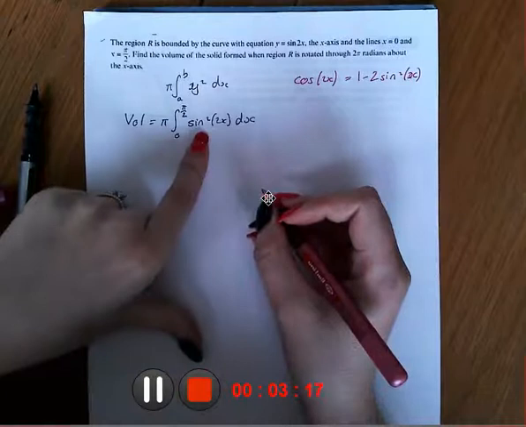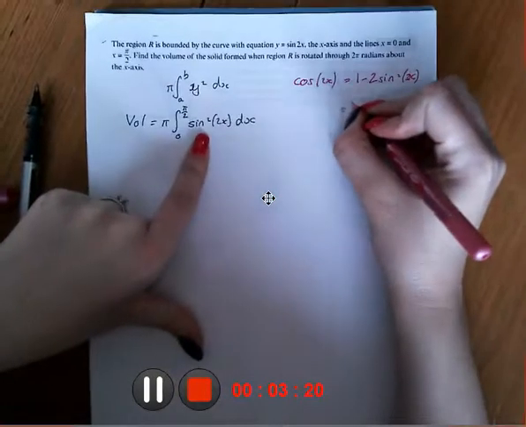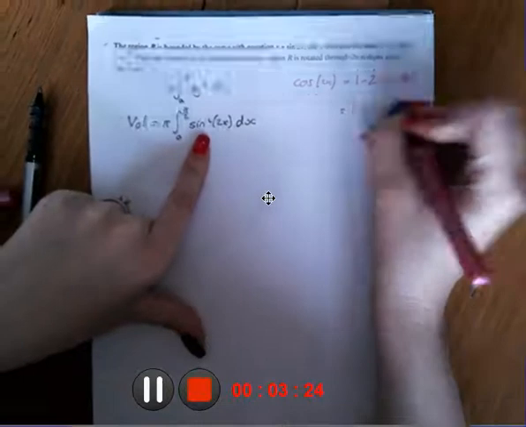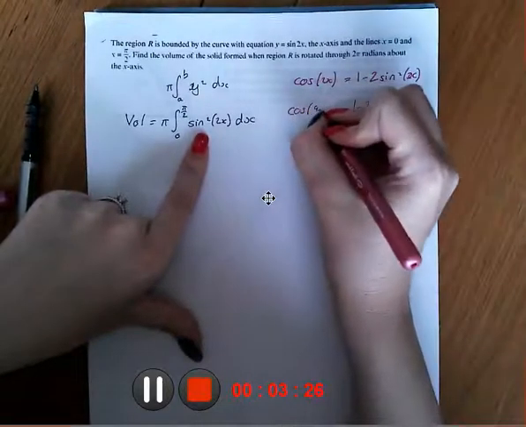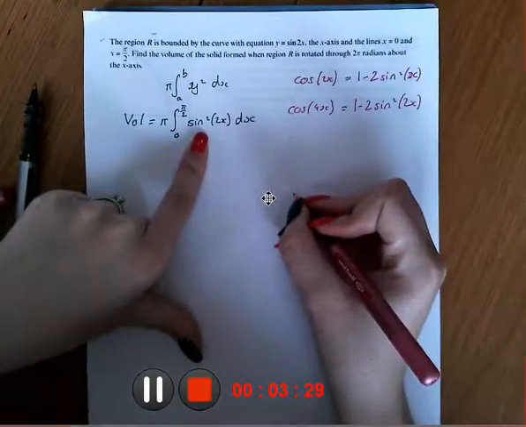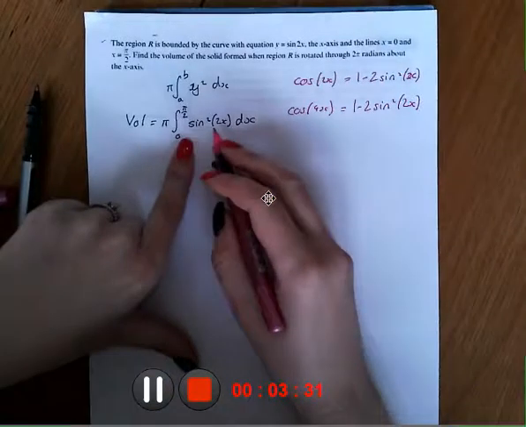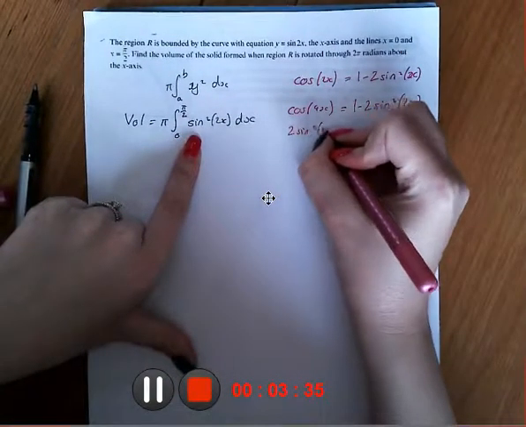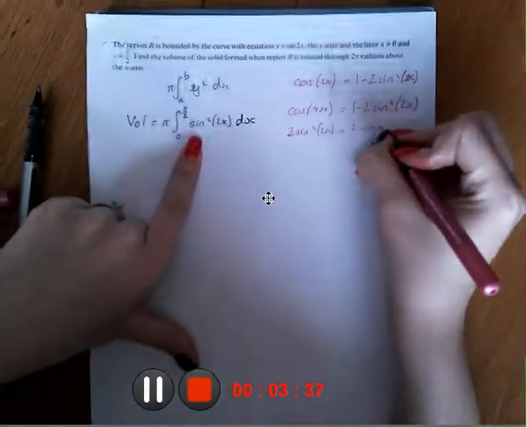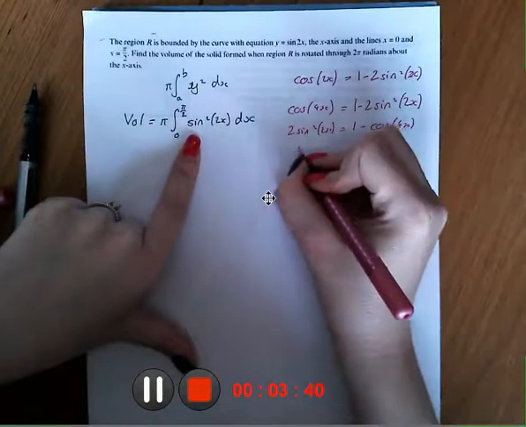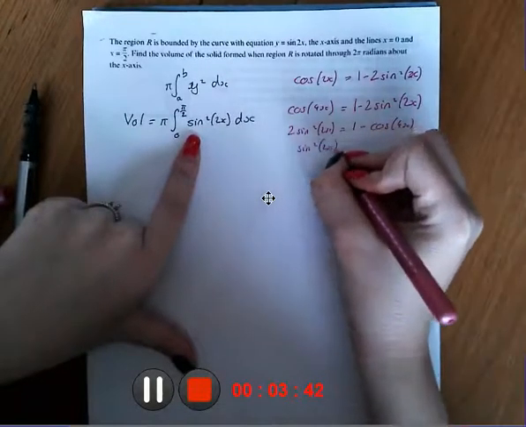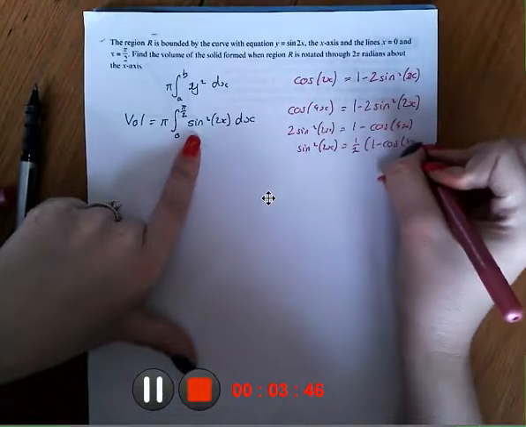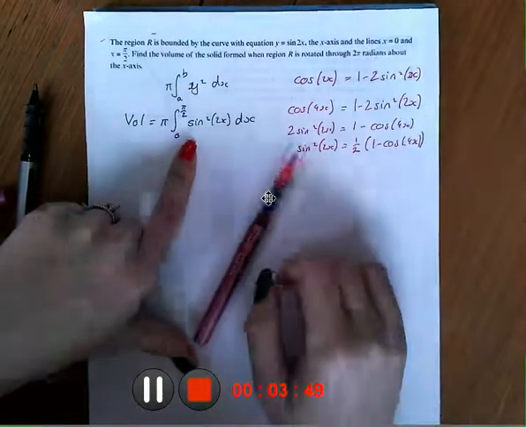So we obviously want sine squared of 2x. So if this was 2x, then the left-hand side must be 4x. So I'm just going to rearrange it till I get this form. So 2 sine squared of 2x is equal to 1 minus cos of 4x. So just sine squared of 2x is equal to a half of 1 minus cos of 4x.